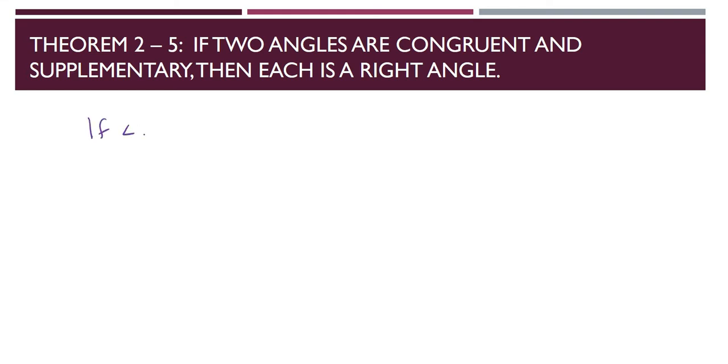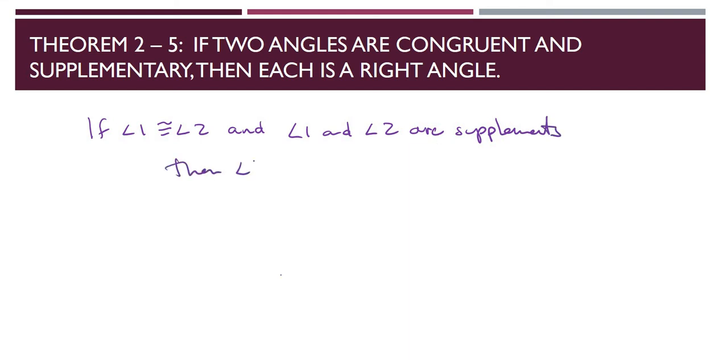So in other words, if angle 1 is congruent to angle 2, and angle 1 and angle 2 are supplements, then the measure of angle 1 equals the measure of angle 2, which equals 90 degrees.